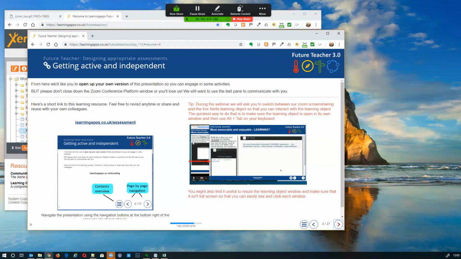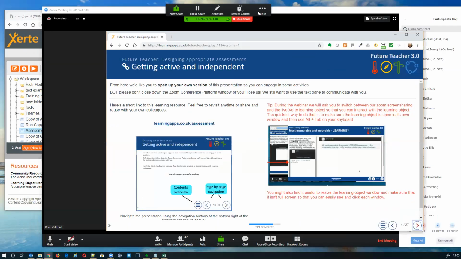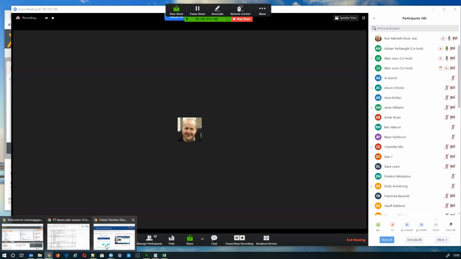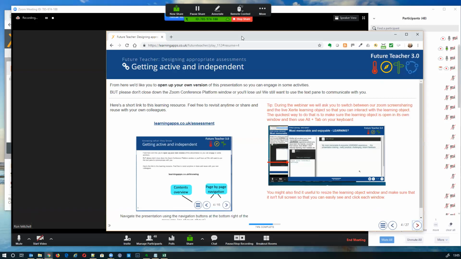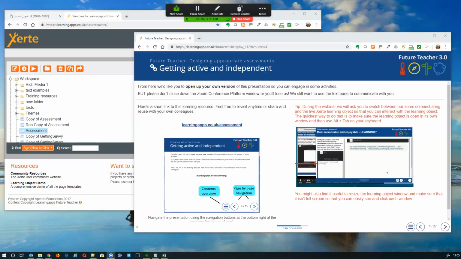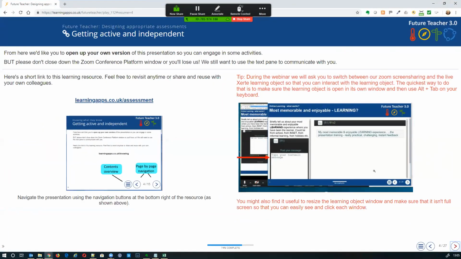So Ron's going to show our suggestion of how you might do that. We've got the Zoom pane, which Ron's demonstrating here. He's organizing and shrinking it to fit on one side of the screen, and then equally you can move around the Xerti object to have on another part of the screen. It's not quite possible for Ron to show it in its entirety, because obviously that would involve some sort of metacognitive dissonance going on.